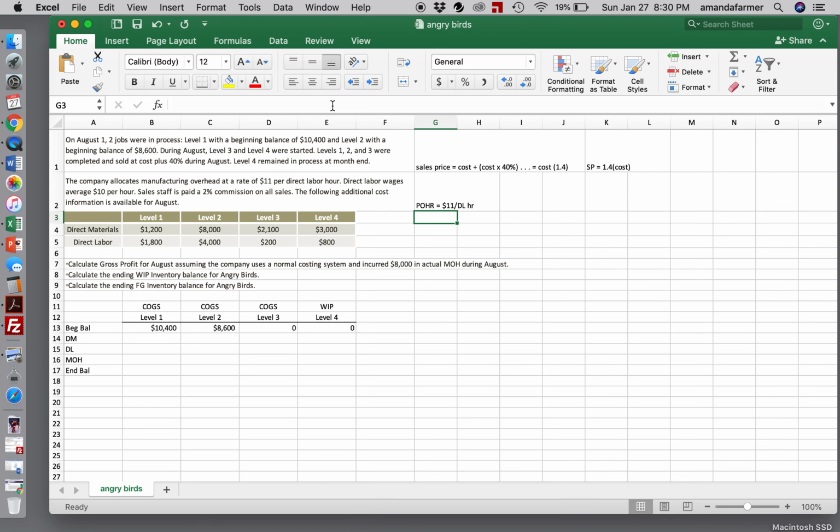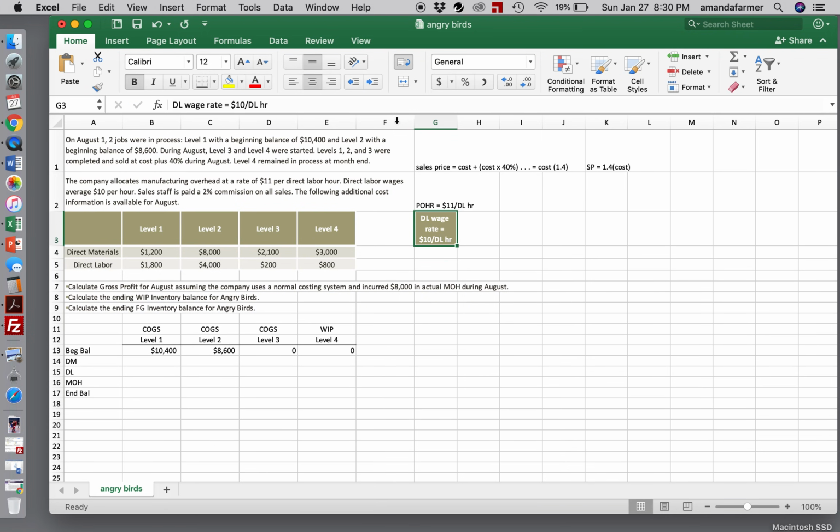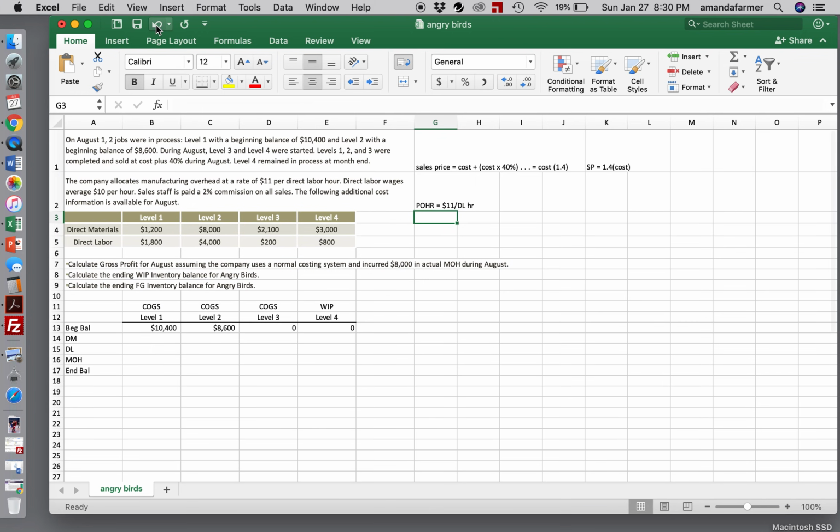And then we're told that direct labor wages average 10 bucks an hour. So our DL wage rate is equal to $10 per DL hour. One thing I want you to note about these two rates is that they have the same cost driver. What's important about that is in a moment, when we do our calculations, we're going to be able to use the fact that they're both driven by DL hours to help link in and complete our calculations. But we'll get to that in just a moment.